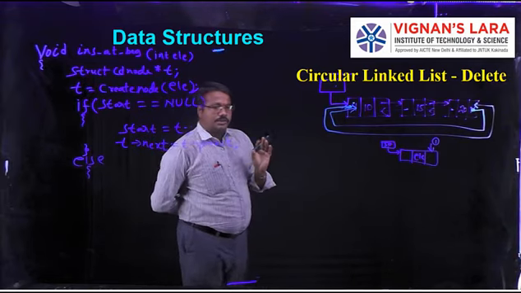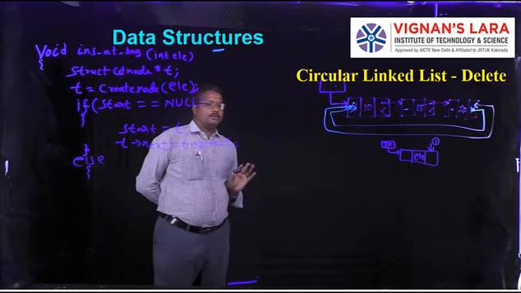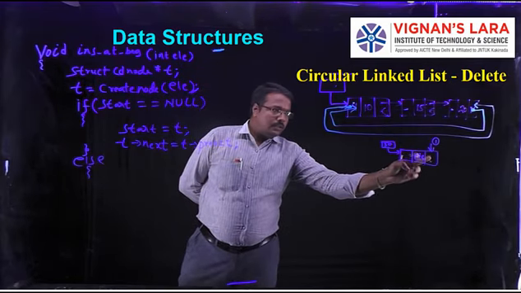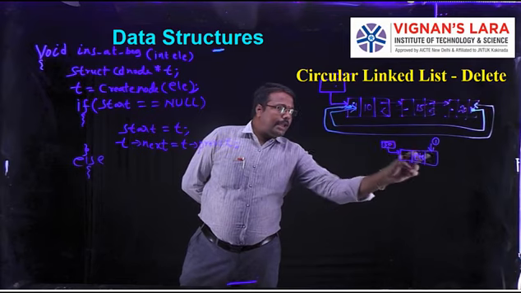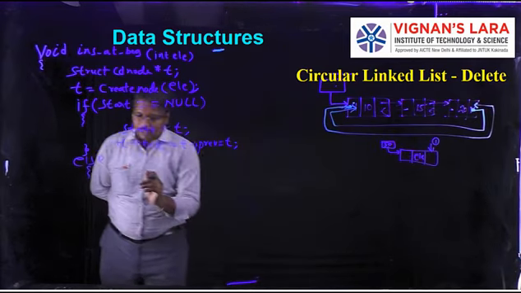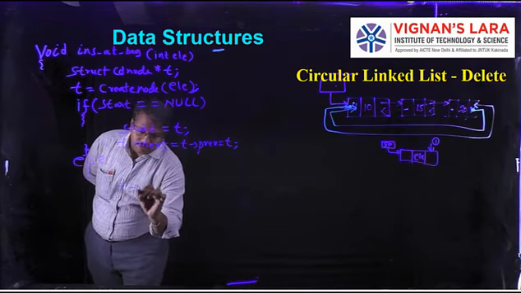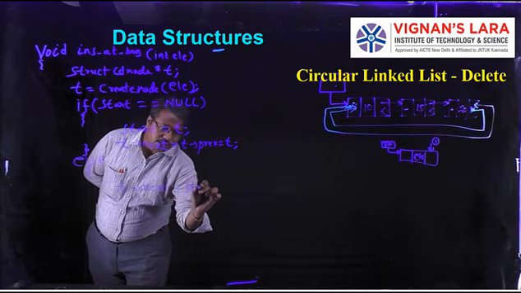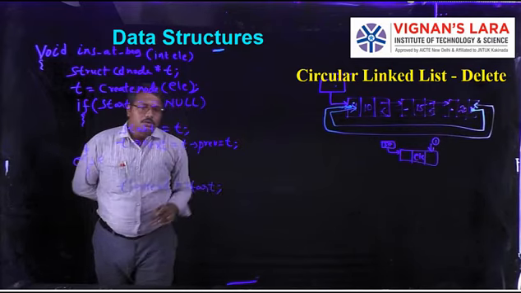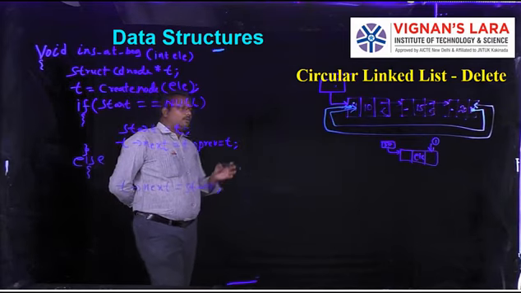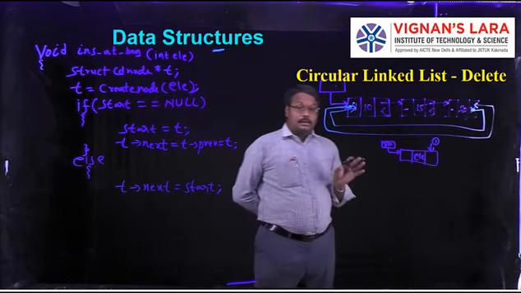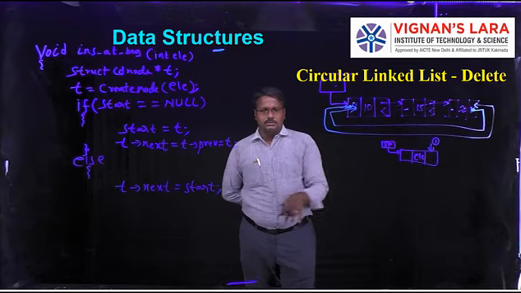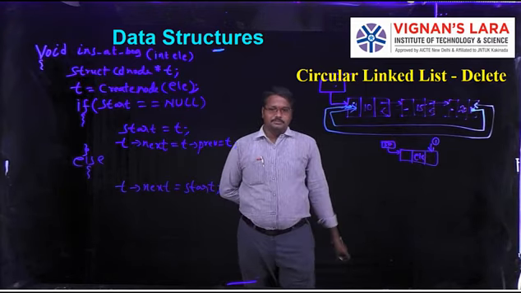So how to perform that operation? How to access this location? This is T, T of next. So I am writing the same thing: T of next is equal to start. This is already learned in the single linked list concept. The same kind of operation you already performed in the double linked list also.